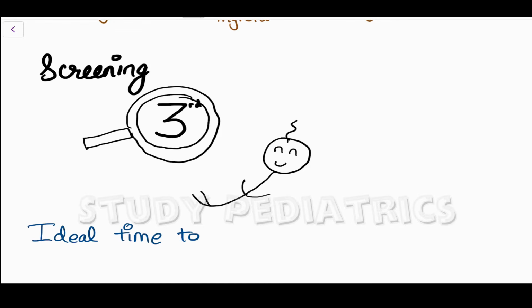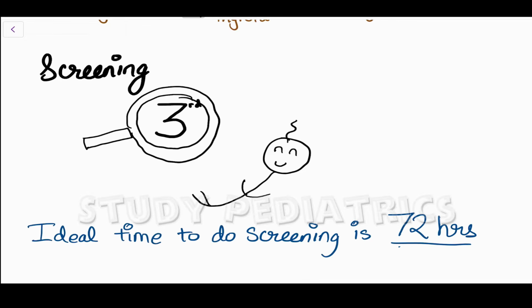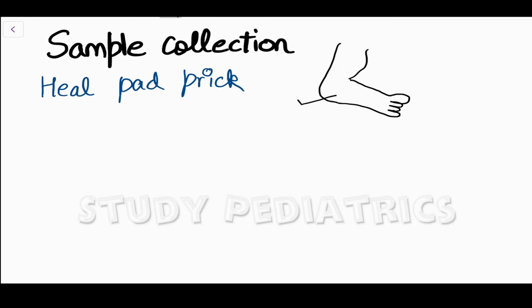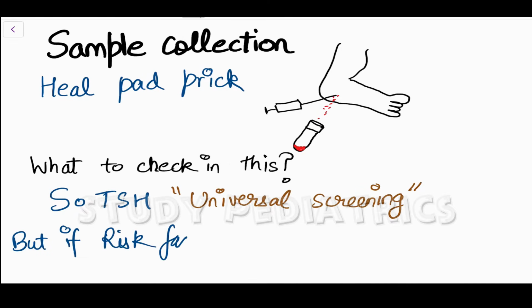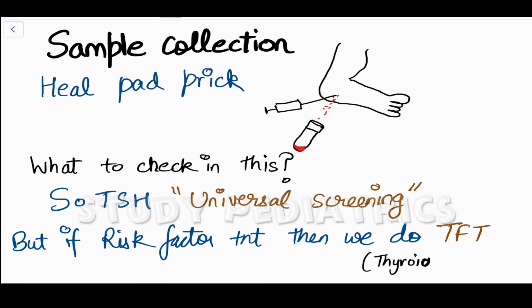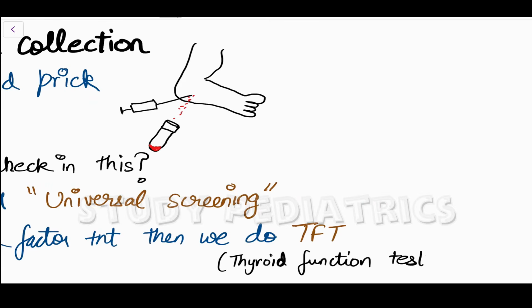Now coming to screening. Screening is done at third day or 72 hours of life. Sample collection. Sample is collected from heel pad prick as shown here. Now what to check with this sample? Serum TSH is checked as a universal screening test. If the risk factor is present, then we do TFT as the screening test. TFT is basically thyroid function test.